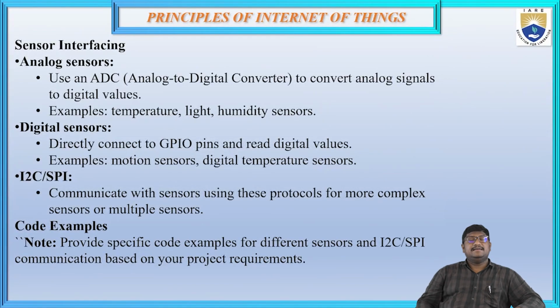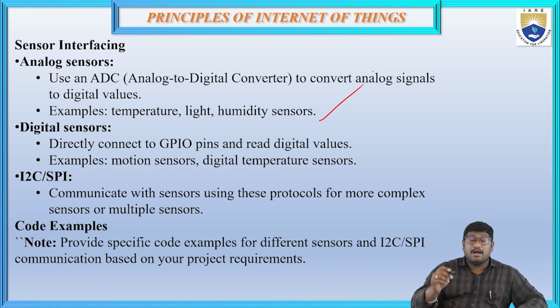And coming to the next one, sensor interfacing. What are the different kinds of sensors which are going to be utilized for interfacing purposes? There are multiple things: analog sensor, digital sensor, I2C and SPI. These are the sensor interfaces. And coming to analog sensors, we need to use an ADC for converting analog signals to digital values. The best examples for these are temperature, light, and humidity sensors. All these are analog sensors.